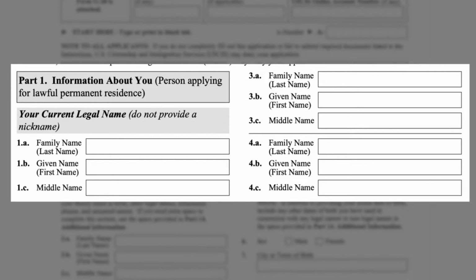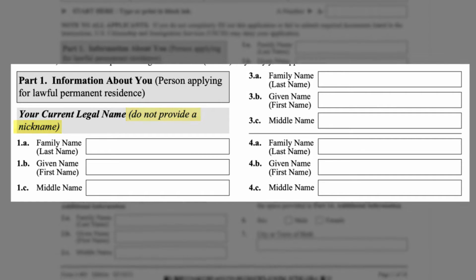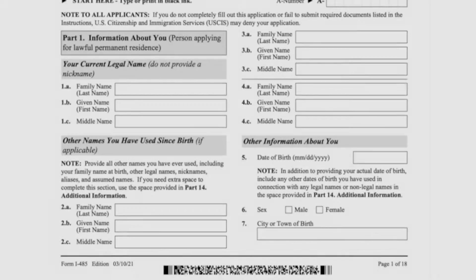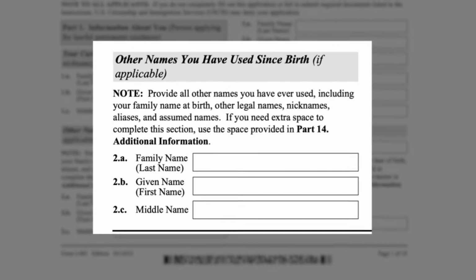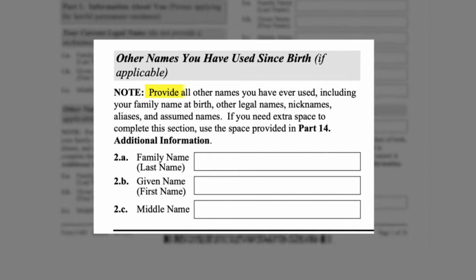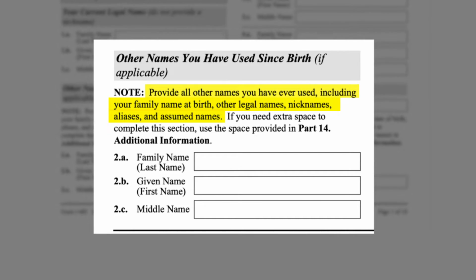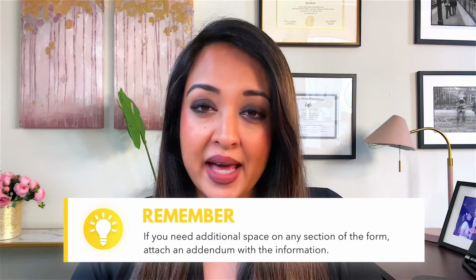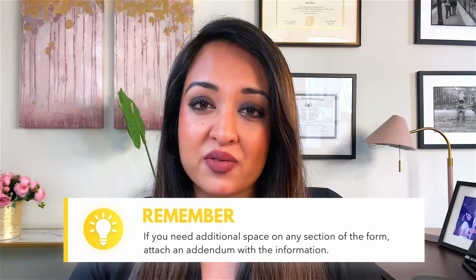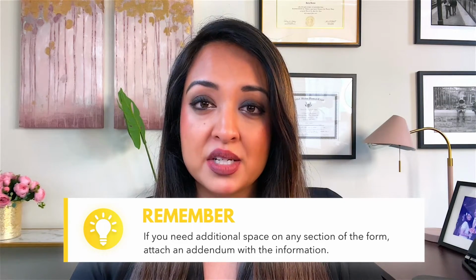And it is very important that you do not provide a nickname or an incomplete first name. However, right below, you must put down all other names you have used since birth. It is very important to put down in this section any nicknames, aliases, or other legal names that you may have had in the past. If you need any additional space at any time on any section of this form, you can always include an addendum with this additional information.